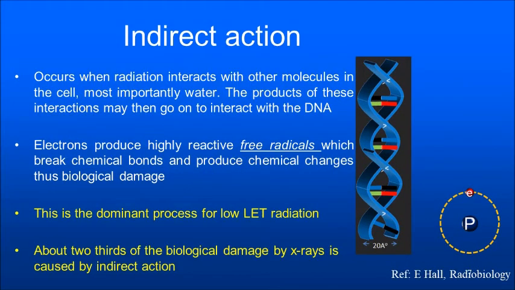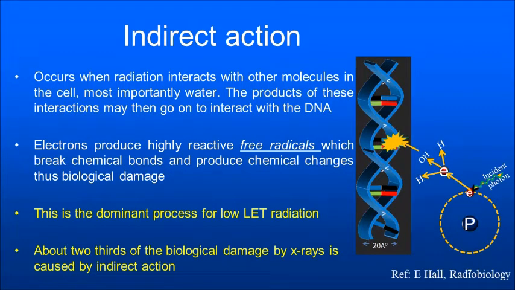Indirect action is one in which the radiation interacts with other molecules in the cell, most importantly, the water molecule. The products of this interaction may go and further interact with the DNA. Electrons produce highly reactive free radicals which break the chemical bonds and produce chemical changes, thus the biological damage. You can see in this animation, first the atom is ionized and they go and interact with a water molecule and produce an OH radical, which in turn goes and damages the DNA. This is referred to as the indirect action.